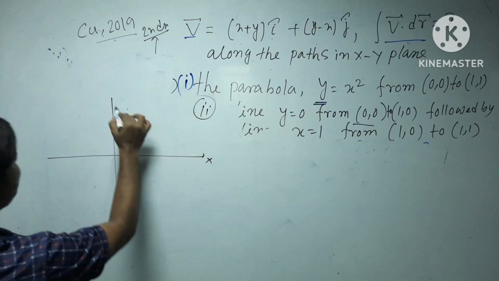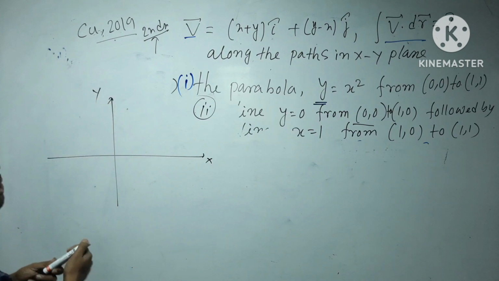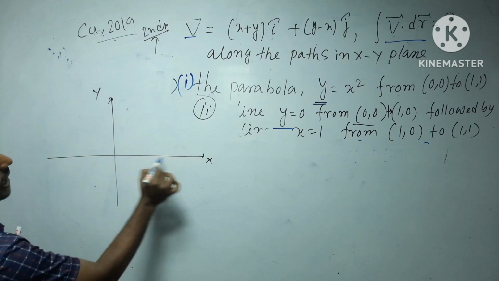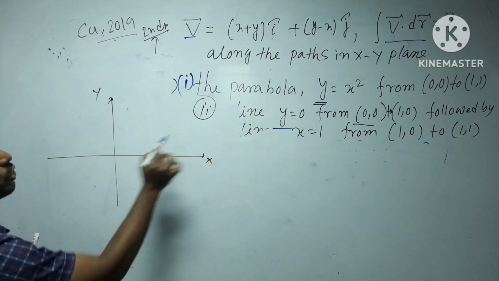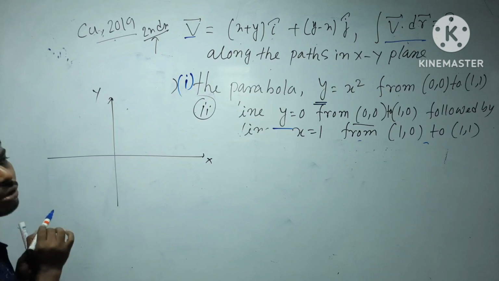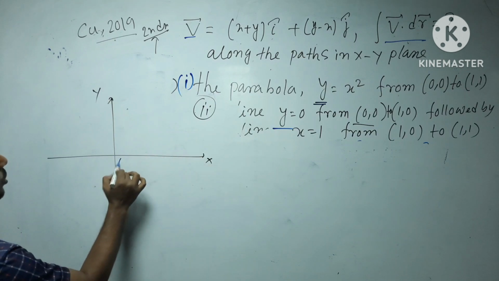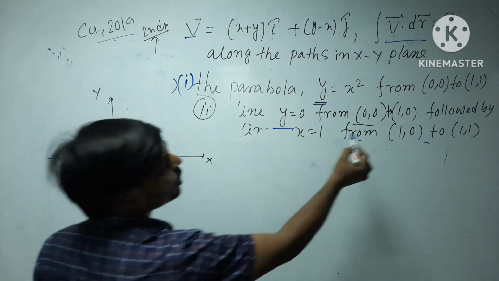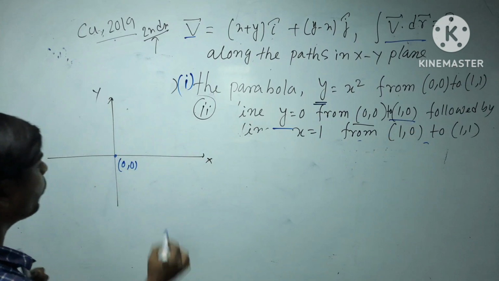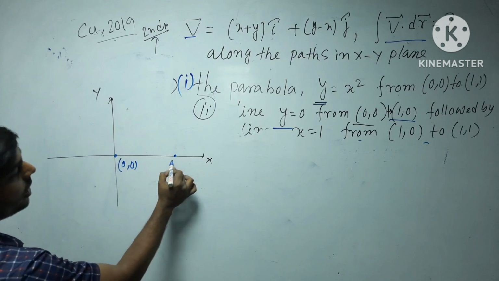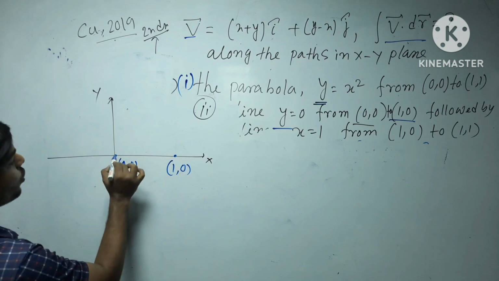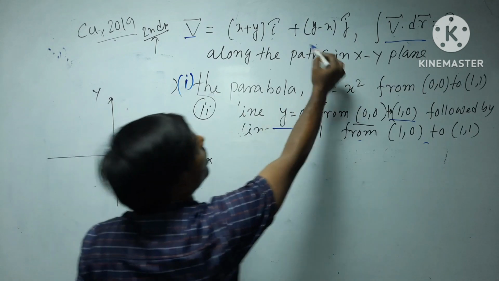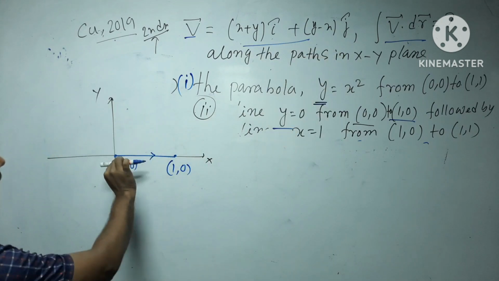So this is xy plane. First you have to evaluate from y is equal to 0 line. Y is equal to 0 line means along the x axis, y is equal to 0. So first you have to start from 0 0, that means from the origin, to the point 1 0, that is x is equal to 1. Let's say this is x is equal to 1, let's say this one y is equal to 0. So first you have to integrate this vector field along this line.